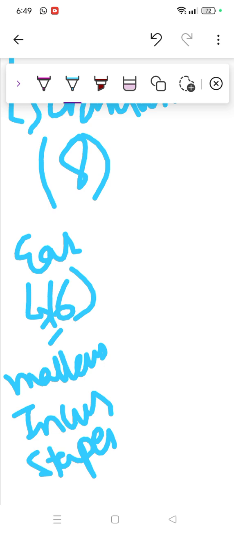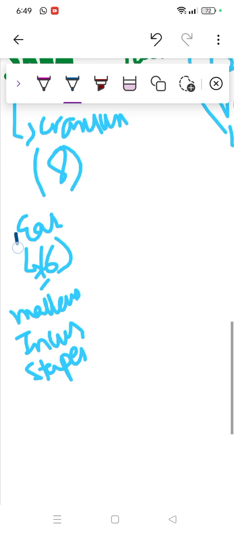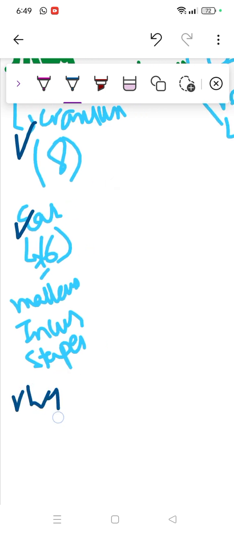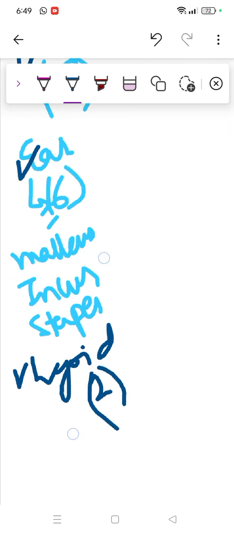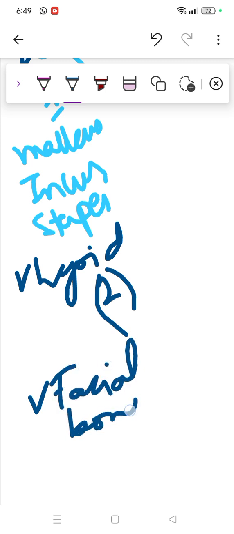Then comes another part. Like the cranium and the ear, we have the hyoid bone, which is 1 in number and present down to the tongue. And then we have the facial bones. So the facial bones and hyoid are all part of this. Otherwise, the axial skeleton is simply divided into 3 divisions: skull, ribs and sternum. For the facial bones we have 14, which we'll count later on.